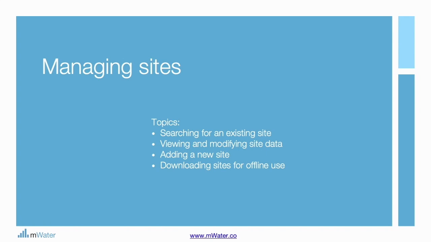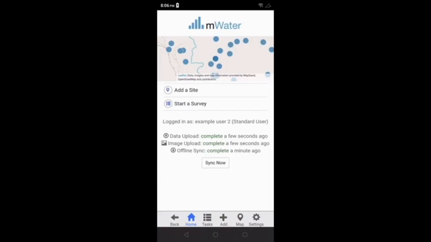In this lesson, you will learn how to use the app to search for existing sites, view and modify site data, add a new site, download sites for offline use, and monitor sites using surveys and issues. I'm going to start by reviewing the differences between sites and surveys. Now that we're familiar with sites, let's get started in the app.